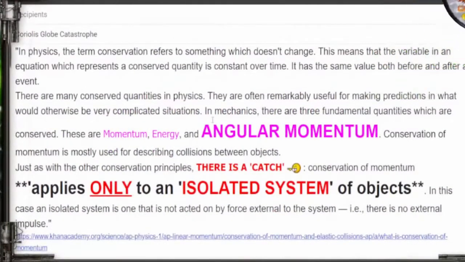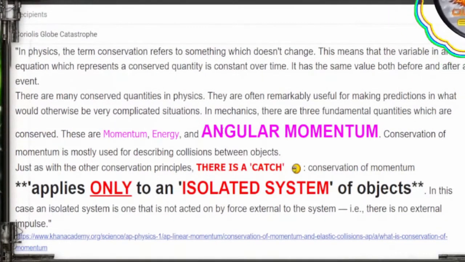Let's go to Khan Academy. Let's see what they're talking about here. In physics, the term conservation refers to something which doesn't change. Baltards don't even know that. They don't even know what conservation means. But I digress. This means that the variable in an equation which represents a conserved quantity is constant over time. It has the same value both before and after an event. There are many conserved quantities in physics. They are often remarkably useful for making predictions. Those aren't scientific predictions, but I digress. In what would otherwise be very complicated situations.